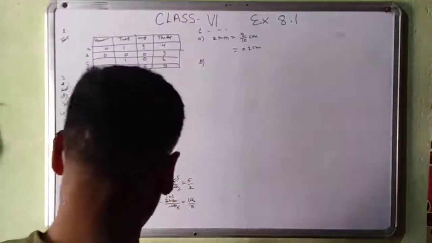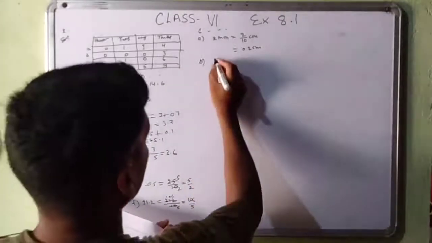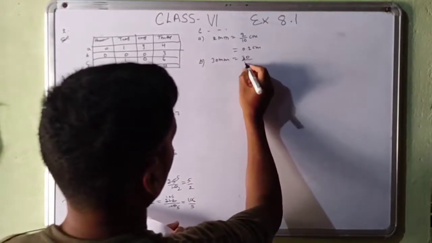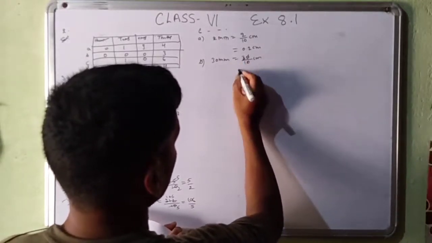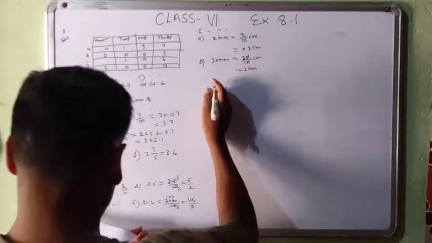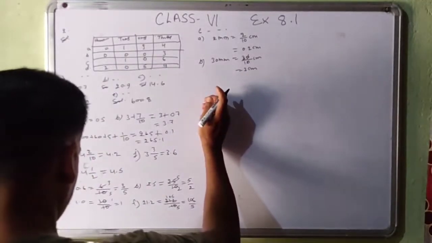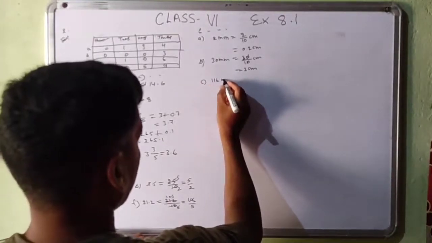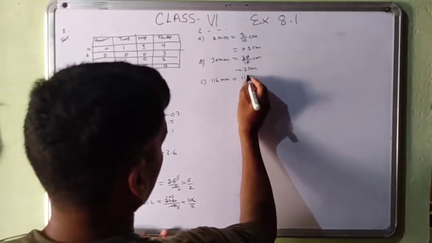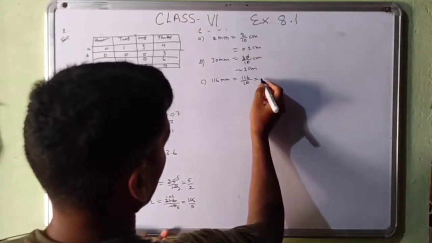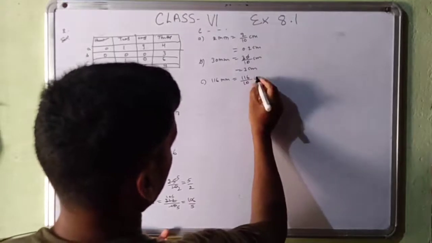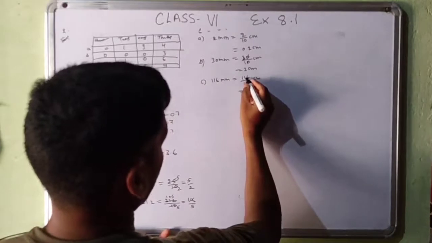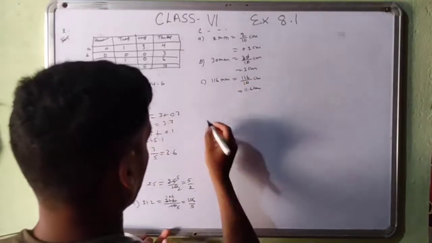B part, 30 mm. 30 mm is equal to 30 upon 10 cm. 0 cancels 0, so that is 3 cm. 116 mm is equal to 116 mm upon 10 cm. Dividing by 10, the decimal will come here. So 11.6 cm.